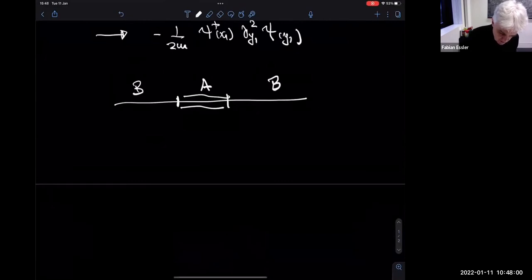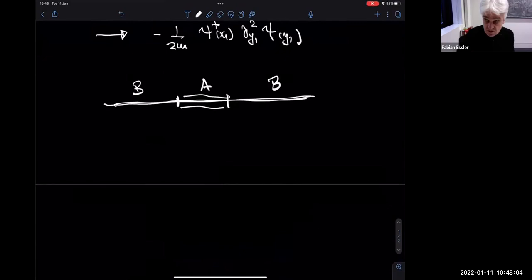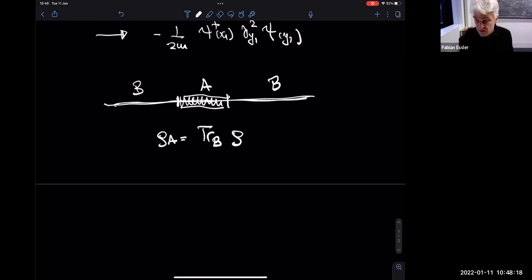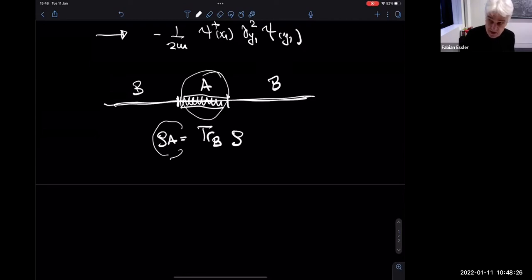Let's say here is our system. When you talk about a reduced density matrix, you're used to picking out some subsystem. Let's call this A, and then you say the reduced density matrix rho A is the trace over B of rho, where rho is the whole density matrix. So now this is an operator that acts non-trivially only on this subsystem A.